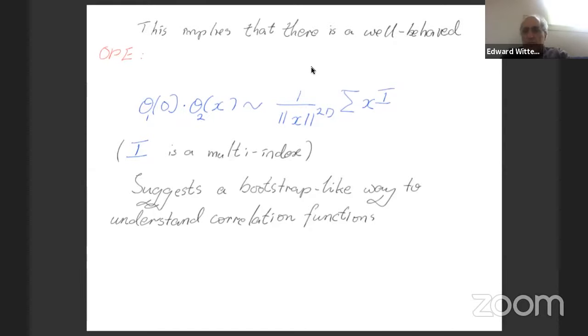Right. Okay. The fact that your correlation functions are rational, if I understood properly, kind of also tends to suggest that that's correct.